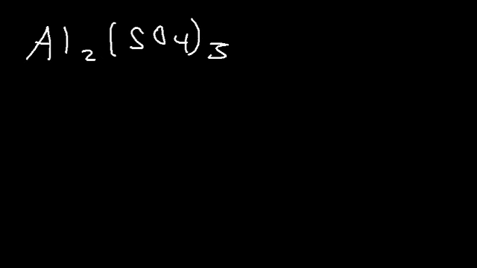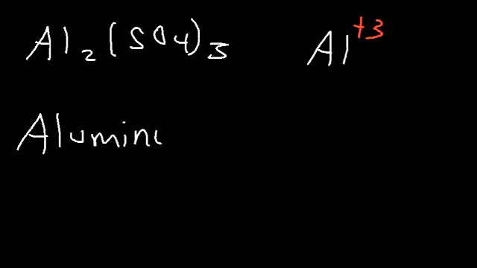So let's try another example. Let's say we wanted to name Al2(SO4)3. So aluminum doesn't really have multiple oxidation states. It has predominantly one oxidation state, which is the +3 oxidation state. So we don't need to use a Roman numeral. So all we need to do is say aluminum, the name of the first element, and for the second part, it's a polyatomic ion, so we just need to say the name of that polyatomic ion, which is sulfate. So this is called aluminum sulfate.